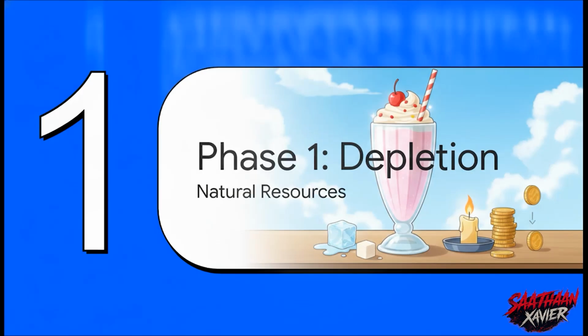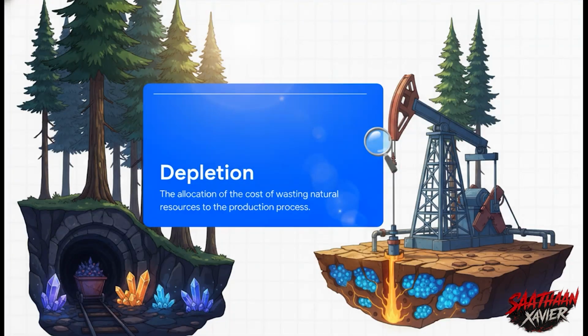All right, Phase 1, natural resources and depletion. Let's jump right in. So we're starting with assets that get physically eaten up over time. Think of it kind of like drinking a finite milkshake. That brings us to depletion. Now, depletion applies specifically to wasting assets. We're talking about things like oil reserves, gas fields, timber forests, and mineral mines. Because unlike a piece of machinery that just gets older and rusts, a mine literally empties out.